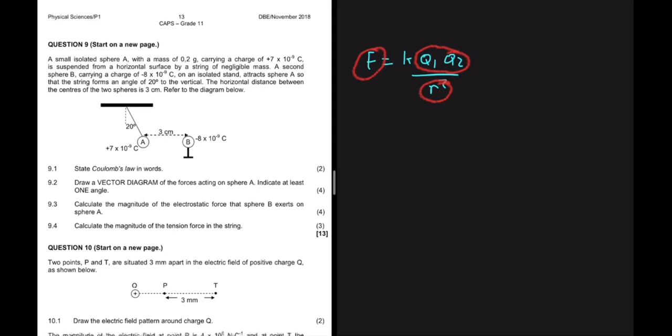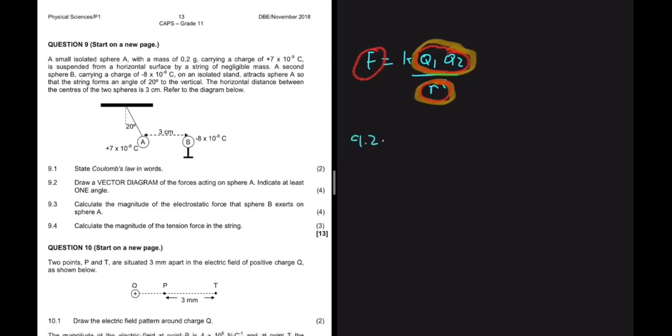The electrostatic force that one point charge will exert on another will be directly proportional to the product of their charges and inversely proportional to the square distance between them. Obviously, when you substitute the charges, you don't put the sign, right? You just put the magnitude. And now we can do 9.2.